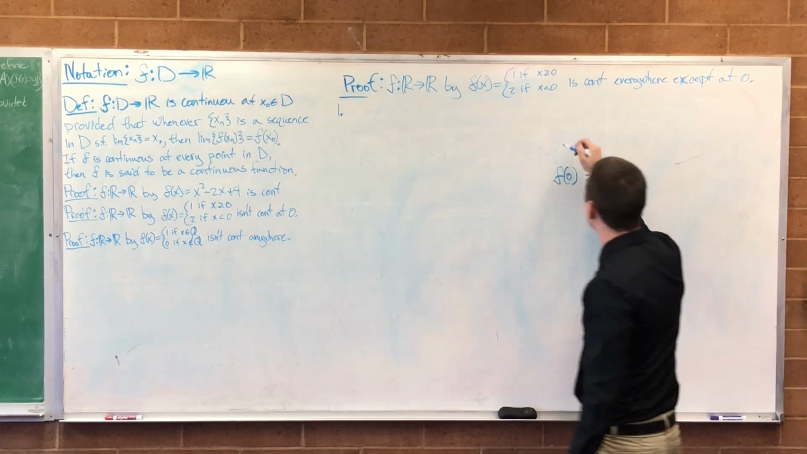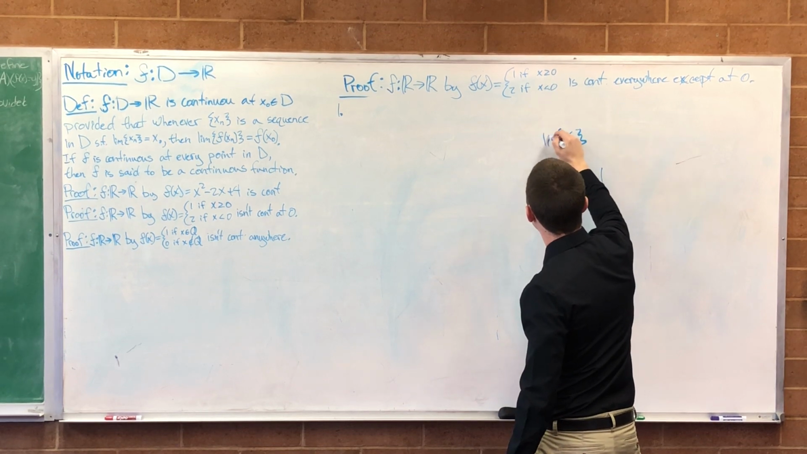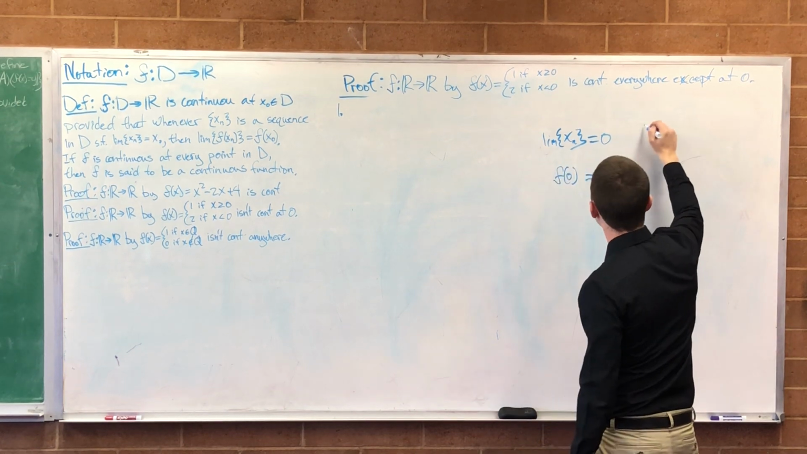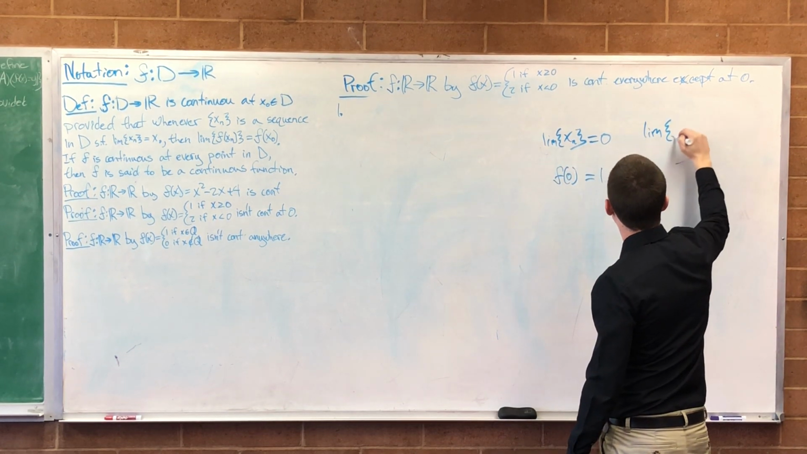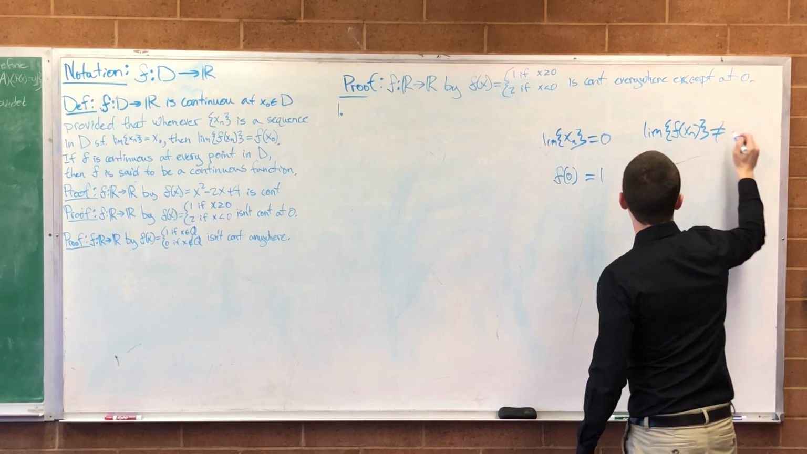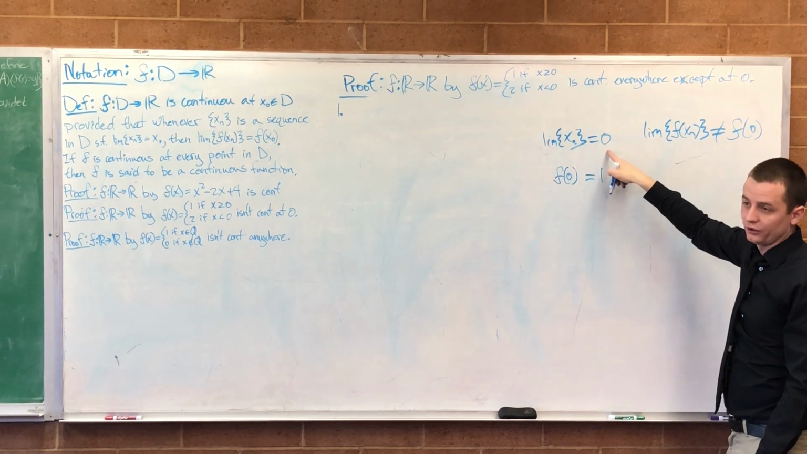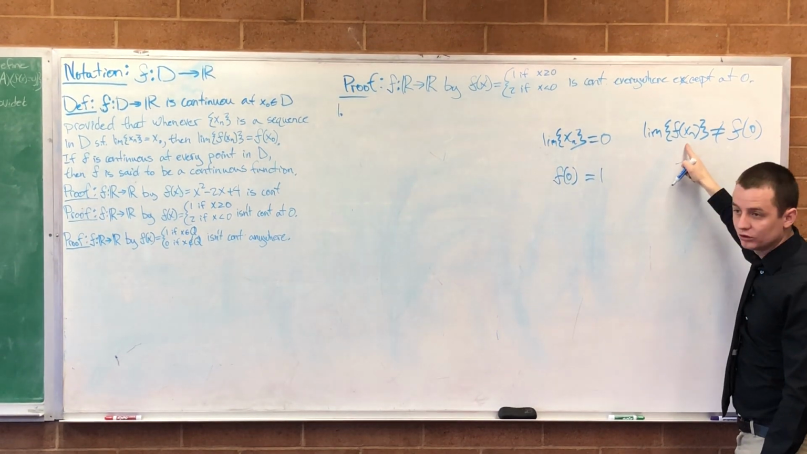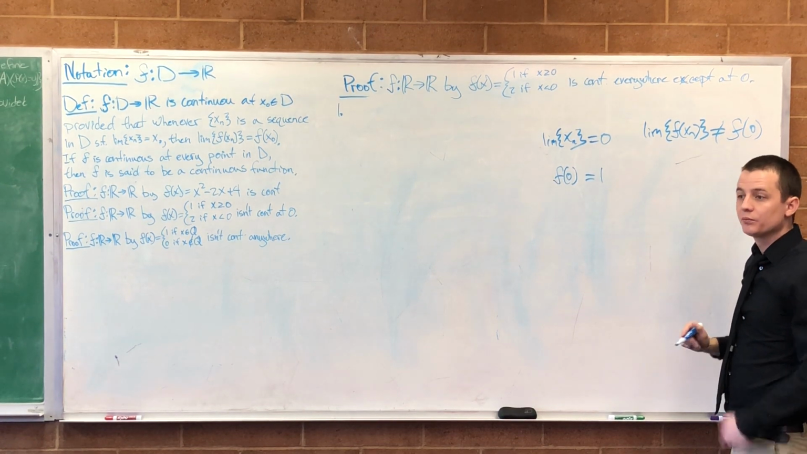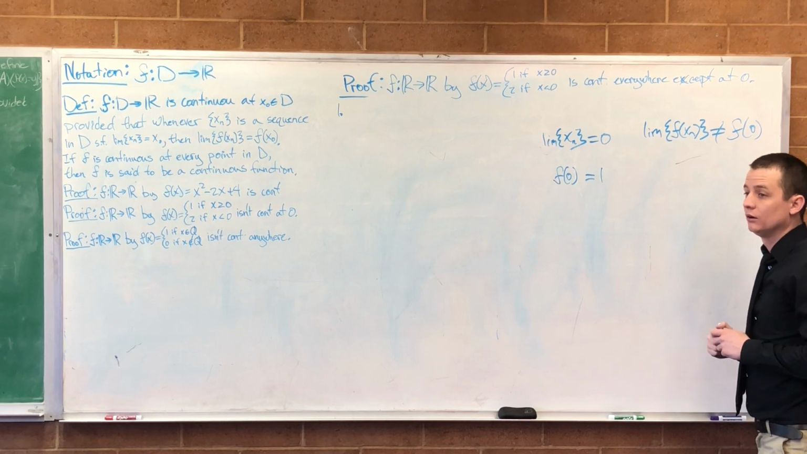So I need to find a sequence x of n such that its limit is equal to 0, but I also need the limit of f of x of n to not equal f of 0. So I need the sequence to converge to 0, but I need the image of the limit to not converge to the image of 0. You with me? That's not too difficult, right?